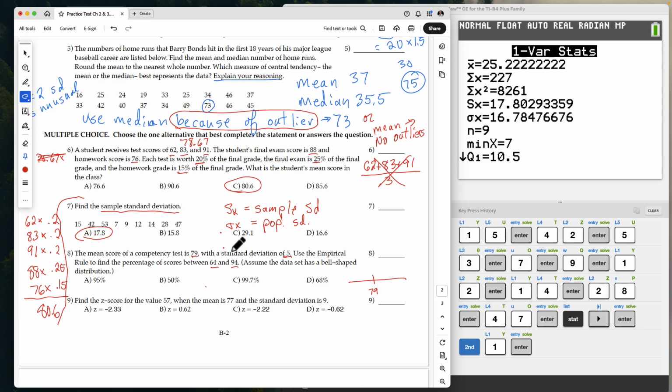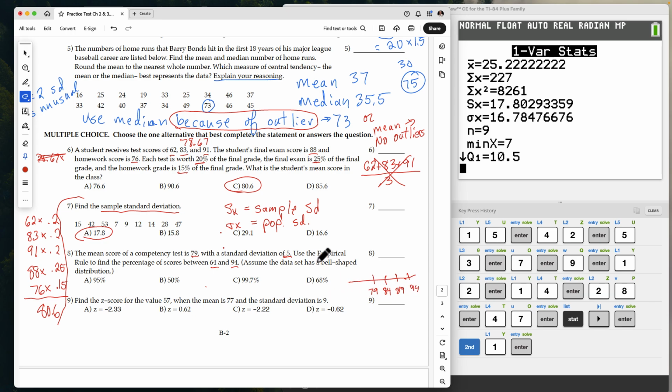If we add 5, we get 1 standard deviation. So 79 plus 5 is 84. Add 5 again, we get 89. We're trying to get to 94. Add 5 again. There's our 94. So we had to add it 3 times, so we're out 3 standard deviations.